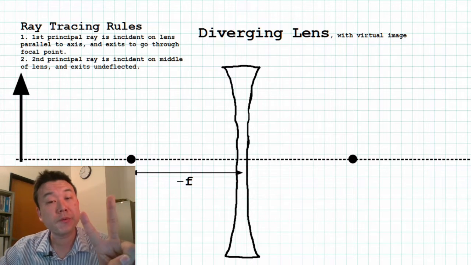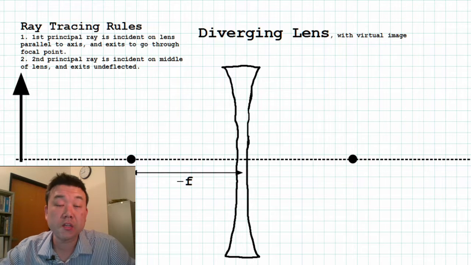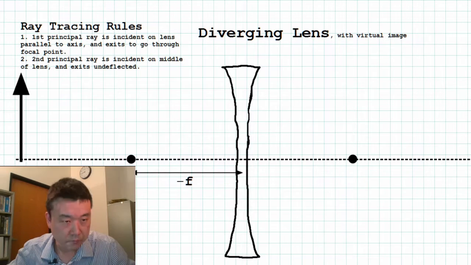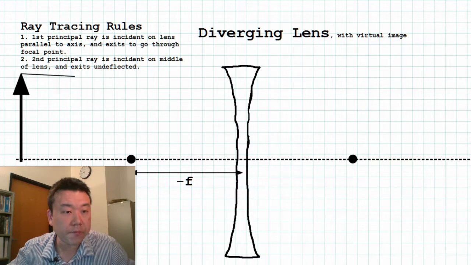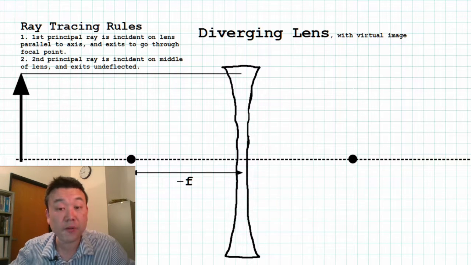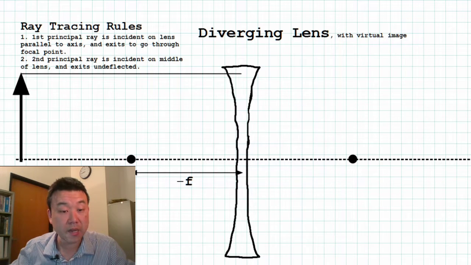So the second principal ray actually won't change, because before it didn't deflect, so it'll continue to not deflect. It's the first principal ray that'll change. Before, after being incident on the lens parallel, it deflected in such a way that it goes through the focal point on the outgoing side. This time, it's going to deflect in such a way that it's going to look like it appears to come from focal point on the incoming side.